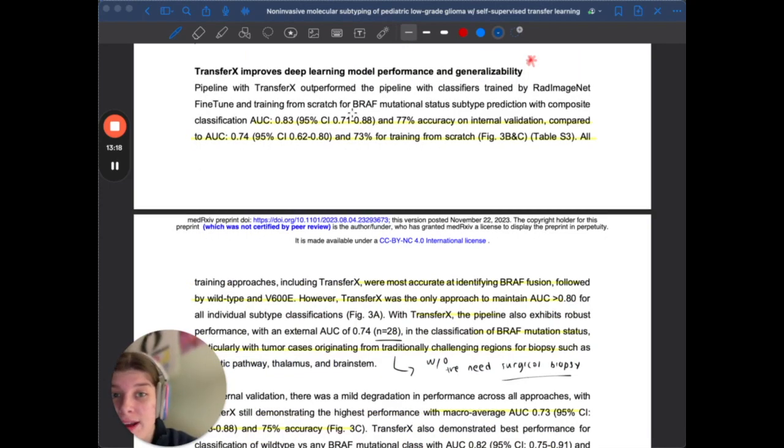The BRAF mutational status prediction with the composite classification from the Transfer X model that they trained ended up having a 77% accuracy on the internal validation, compared to the 73% accuracy from training from scratch, which is kind of insane. And all the training approaches they're using with the Transfer X module were most accurate at identifying these BRAF fusion mutations, followed by the wild type, and then our second one, which is our V600E.